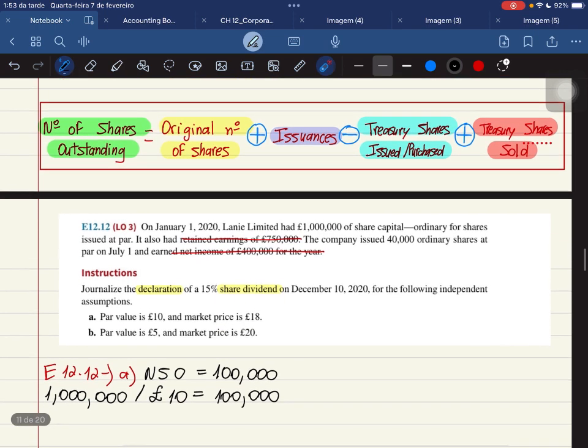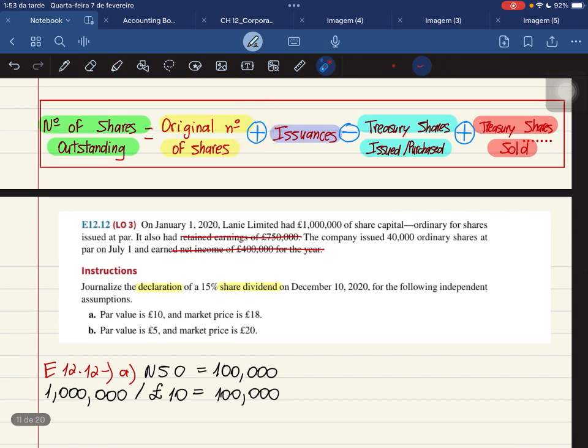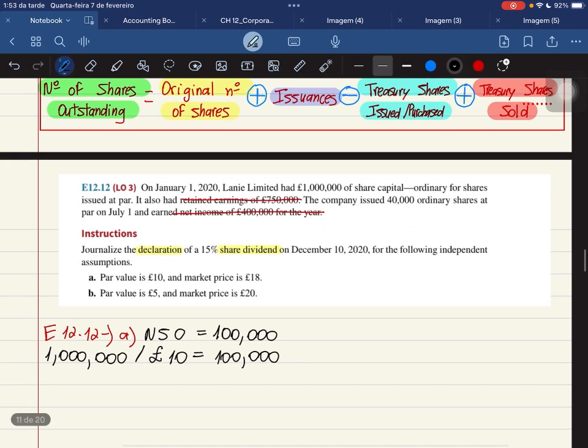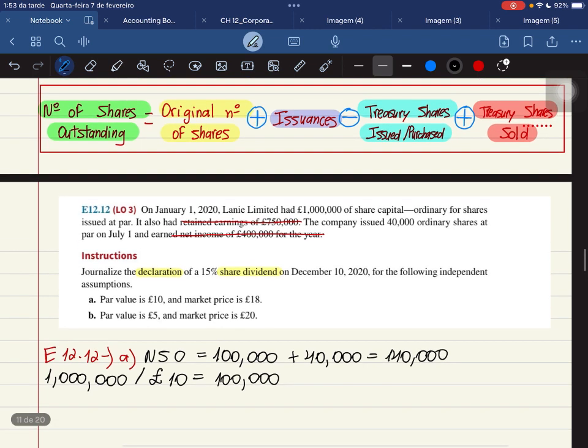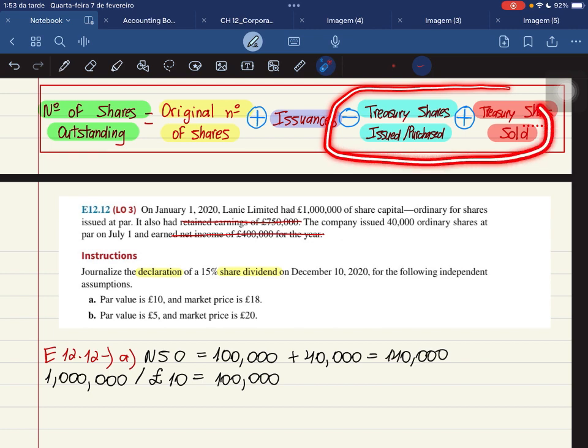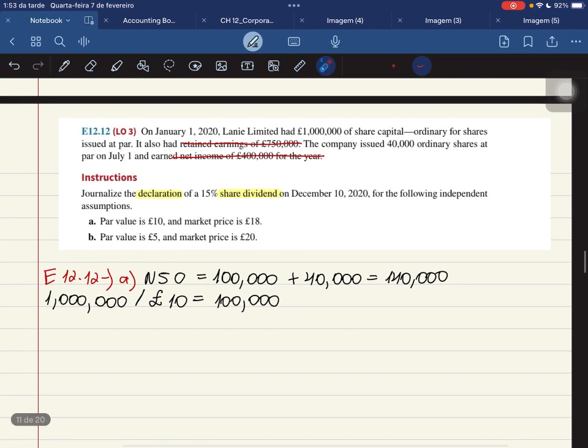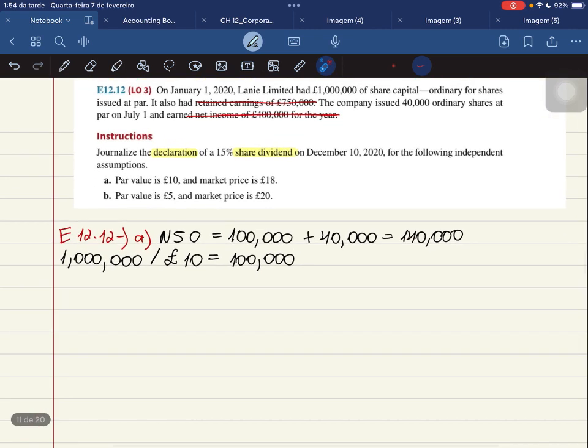And according to the formula, now we have to add all of the issuances. Here they said that they issued an extra 40,000 ordinary shares. And that will give us 140,000 outstanding shares. We're not adding or subtracting any treasury shares because we don't have any. Alright, since we know that, now we are ready to make the entry.